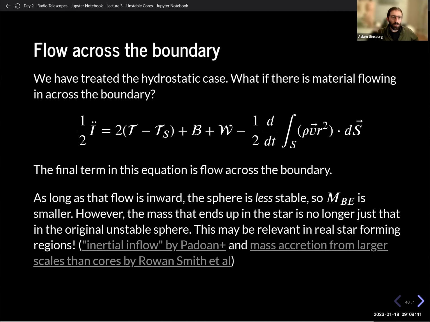The flow across the boundary case, well, you can add that term back into the equation. And we'll just point out, without doing any of the math here, that if you add this term in, you're pouring more stuff in, that makes the sphere less stable. So the Bonnor-Ebert mass becomes smaller, or the Jeans mass becomes smaller because you made it less stable. But then we have a problem that the mass we calculated is smaller than the final mass that's going to end up in the star, right? We're pouring more in, so we don't know what the final mass of the star is going to be.